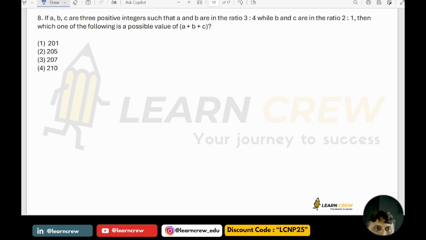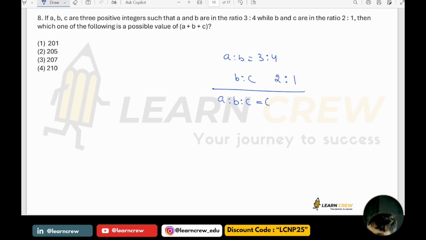Next question. A, B, C are three consecutive integers such that A and B are in the ratio 3 is to 4. B and C are in the ratio 2 is to 1. So A is to B is given as 3 is to 4 and B is to C is given as 2 is to 1. So from this, what have you got? A is to B is to C.